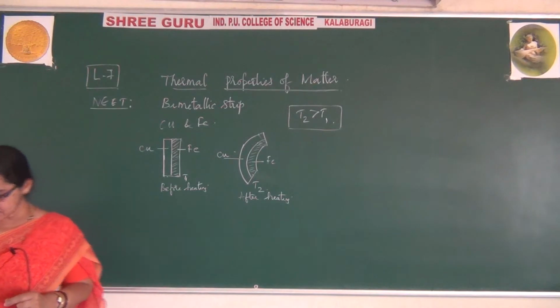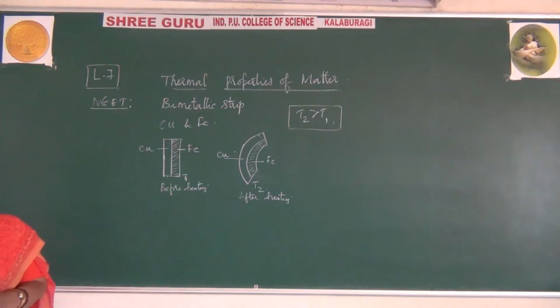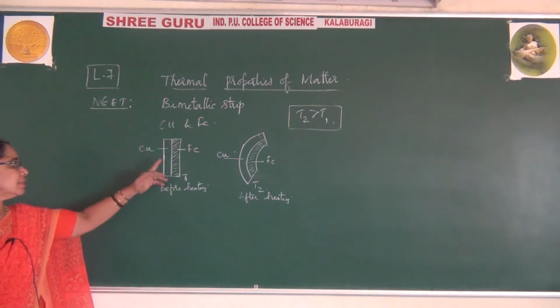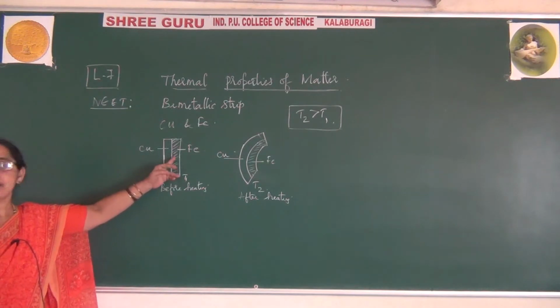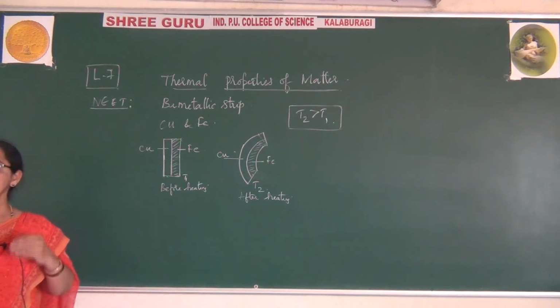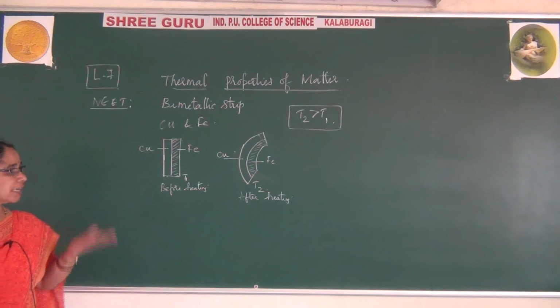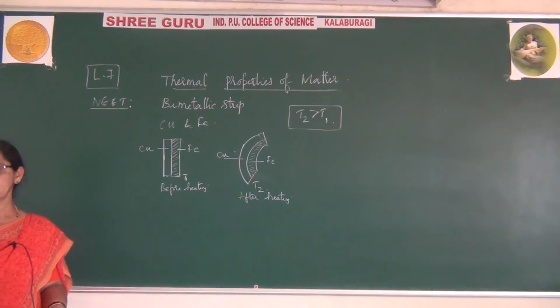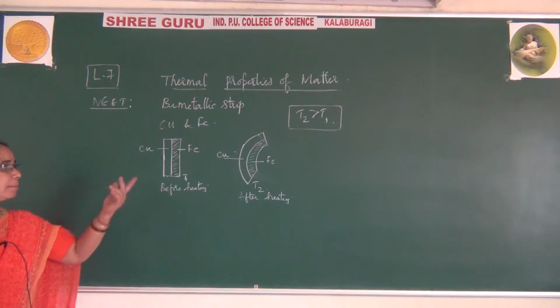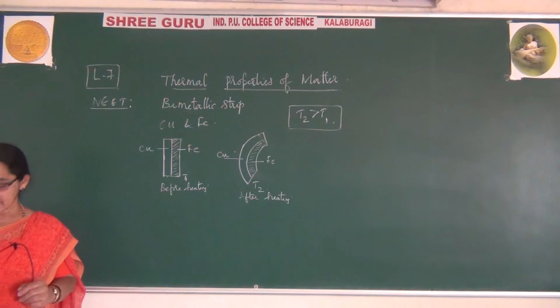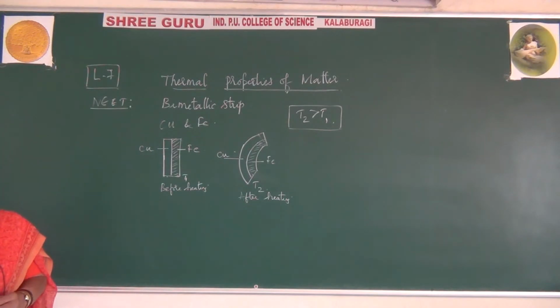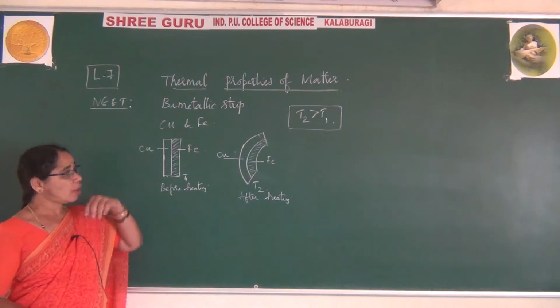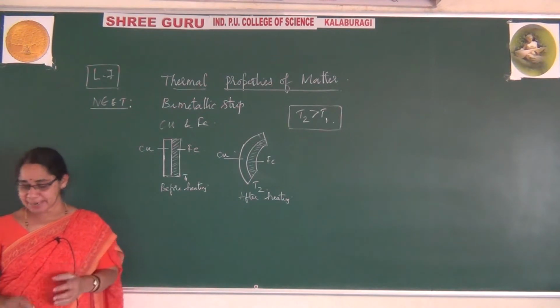You can observe here these two are different materials: one is copper metal, another is iron metal. Both are metals, both are solids, and both expand. So due to expansion, what happens? Bending takes place. And when you observe the bending of the strip, you can see the outer side, that is the copper strip, will be bending outward.